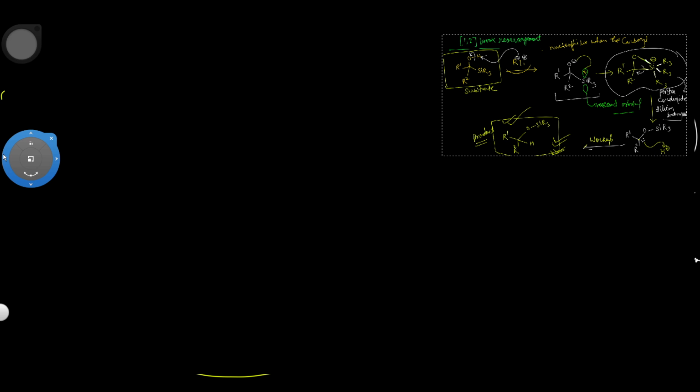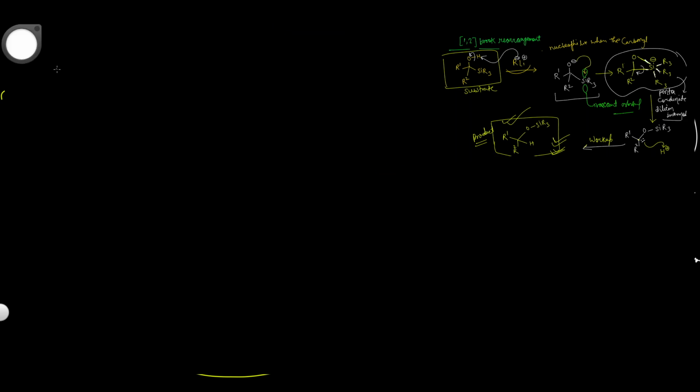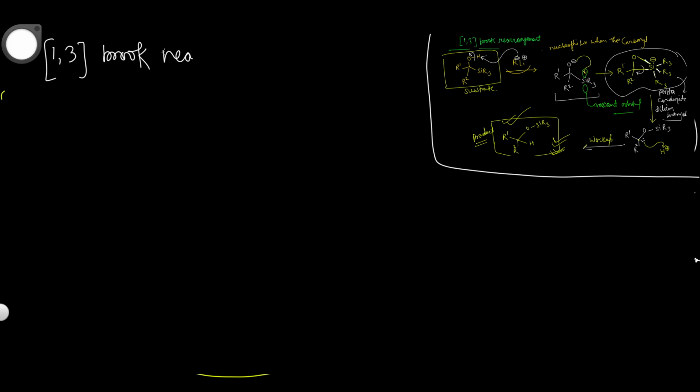Now I am talking about 1,3 Brook rearrangement. This is our previous part. Right. So in this case, suppose we are taking substrate R1. Here is a OLi, right? SiR3 and here is the R2, right?